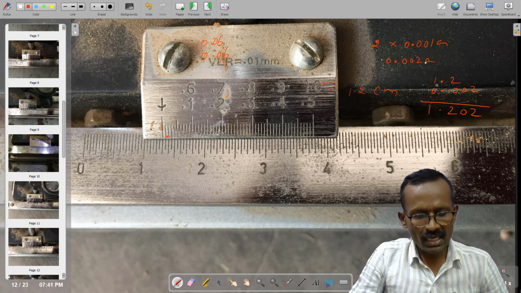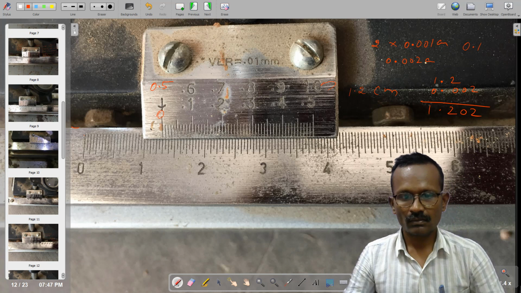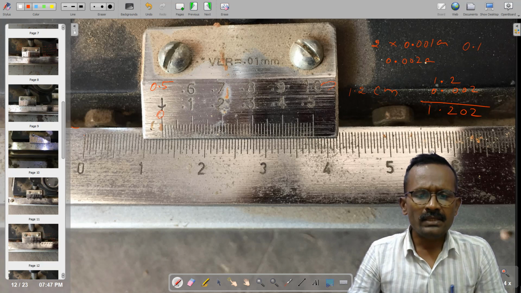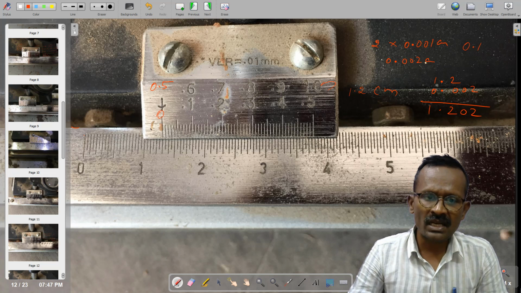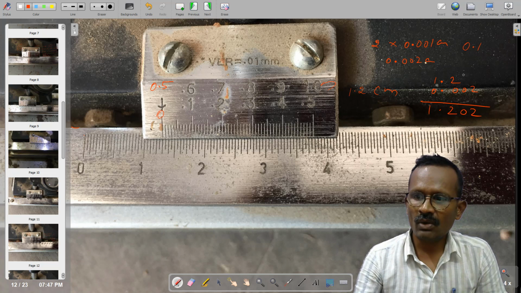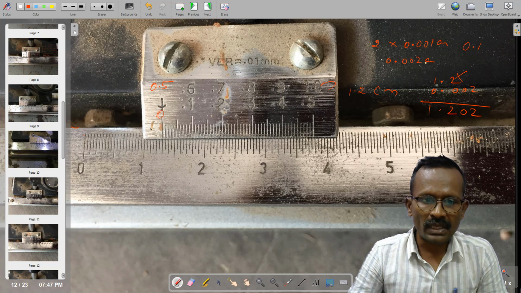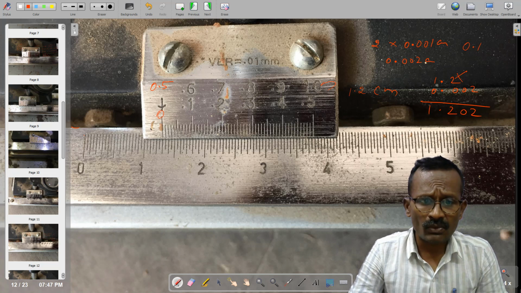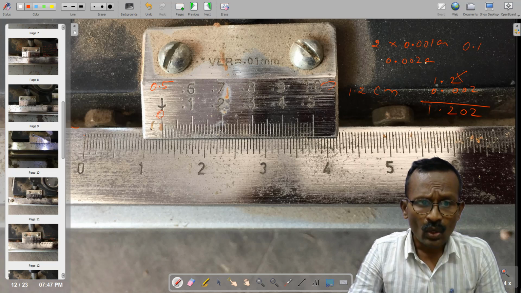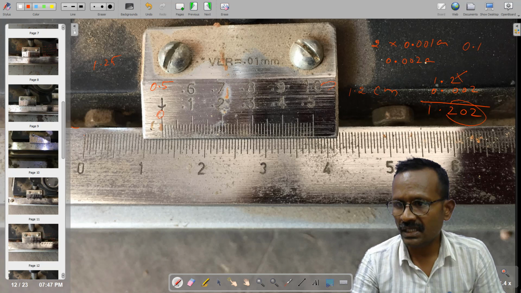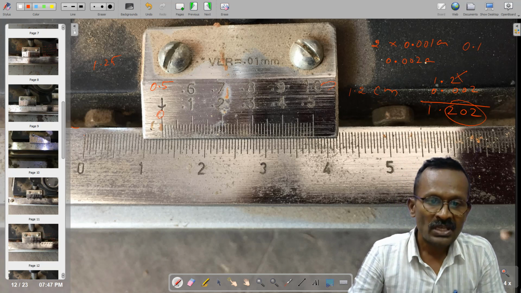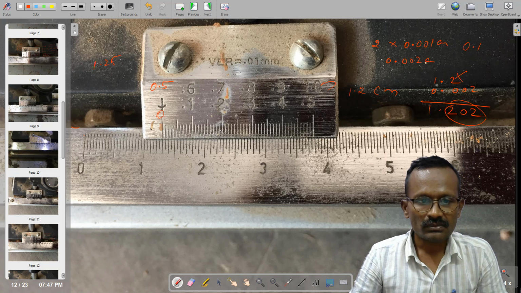In this sense, what is the reading for this one? I just told you, the main scale reading is 1.2. It crossed the 0.05 division. Actually, this is a wrong one, because we have to consider what the reading actually is. It crossed 1.25, but I didn't mention that point. This answer is wrong. The approach is wrong. See, now how I approach this one.